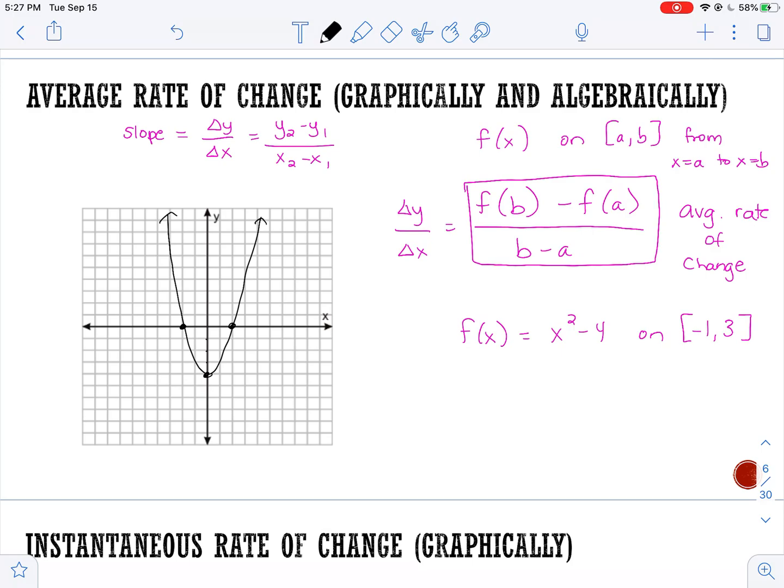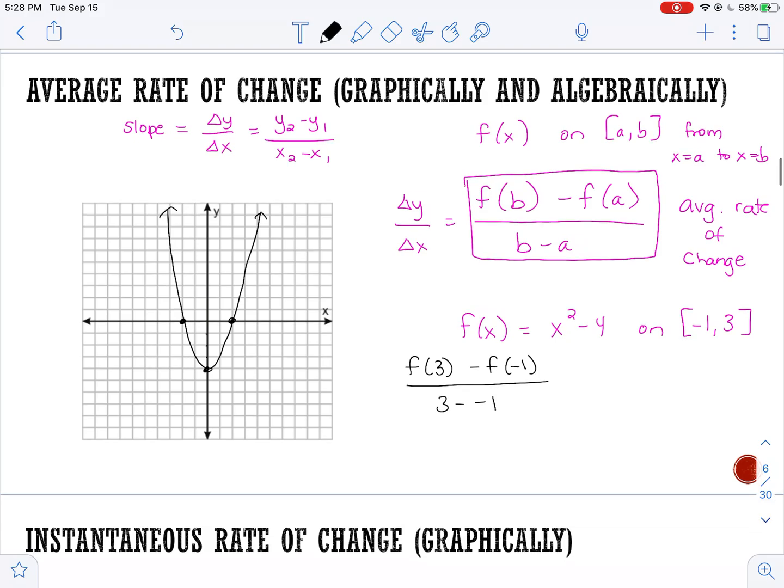Well, if I wanted to find the average rate of change between negative 1 and 3, I would find f at 3, and then I would subtract f at negative 1 over 3 minus negative 1. Well, f at 3, if I plug 3 into that formula, I would get 5, or 3, 1, 2, 3, 4, 5. So it would be this point right there. So this is the point 3, 5.